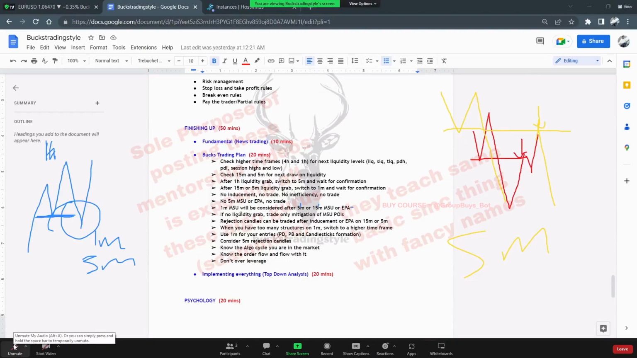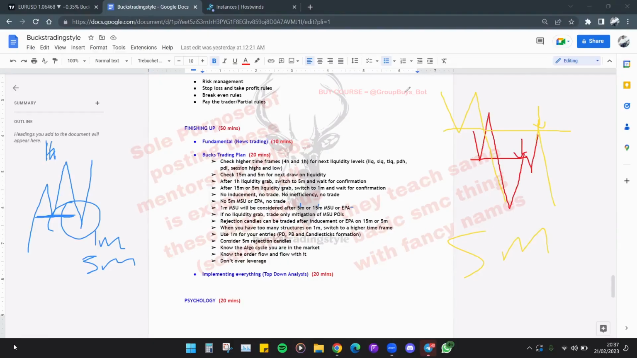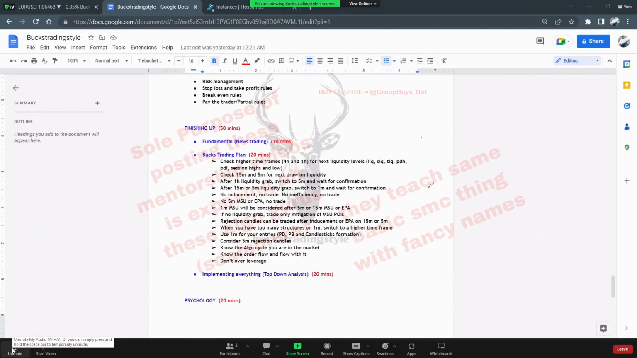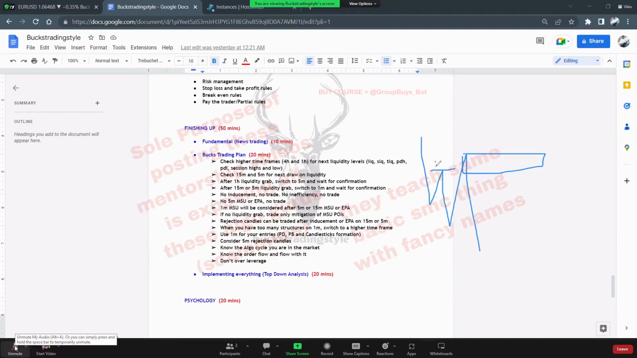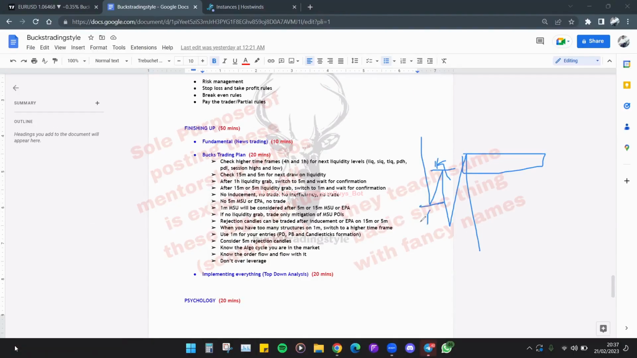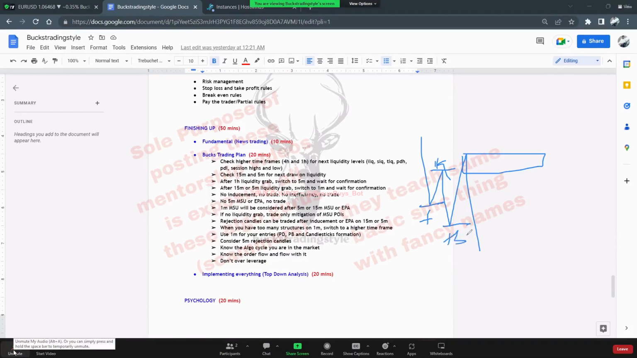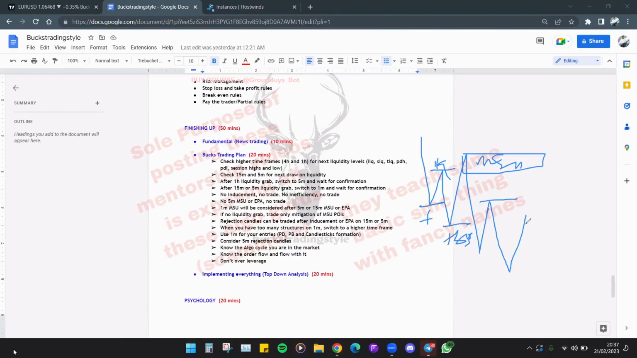So if no liquidity grab, trade only mitigation of MSU POI. We've explained this a lot of times. MSU POI, MSU POI, inducement, fake BOS, true BOS. Okay. Now, if no liquidity grab, this is MSU POI right here. So if price does this, this is liquidity grab before MSU POI. We can take this out. But the rule on the plan states that if there is no liquidity grab, you can only trade mitigation of MSU POI this way. You can trade this before dropping.